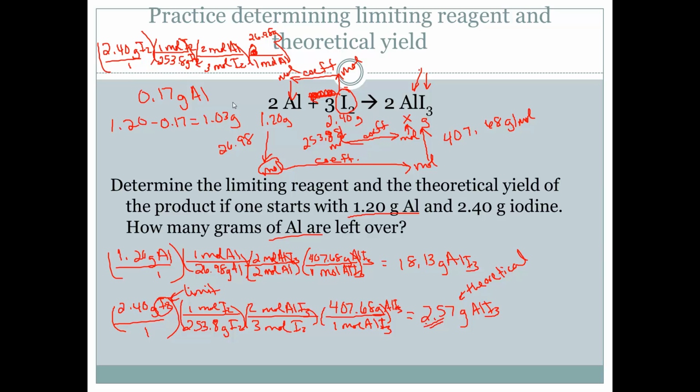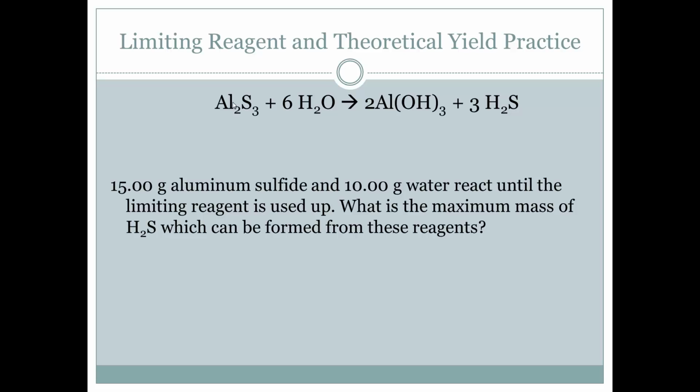Alright, so let's try this again. Now we're starting off with grams of aluminum sulfide. 15.00 grams of aluminum sulfide and 10.00 grams of water react until the limiting reagent is used up. What is the maximum mass of H2S that can be formed with these reagents? So we're going to do the exact same process. We're going from Al2S3 to H2S. Moles are the end caps, and coefficients always go over the horizontal line.